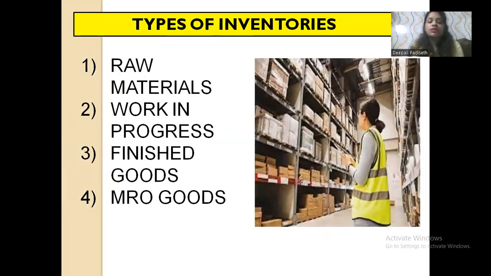Also, we can take the example of wood. We can convert that wood into a chair or table, so the company is adding value to it before selling. That is also called inventory, in simple words. So let's see the types of inventories. First is raw material, second is work in process, then finished goods, and MRO goods.